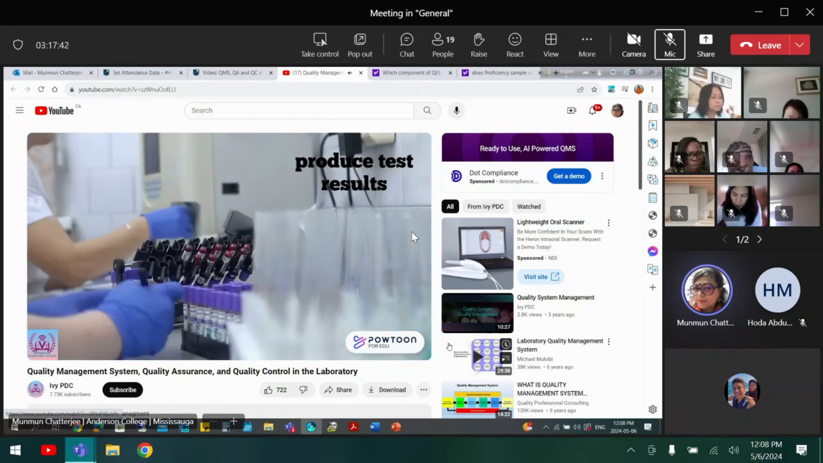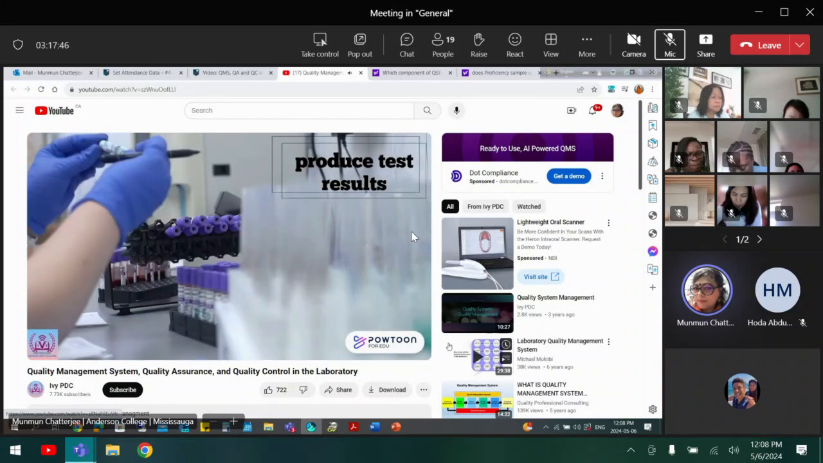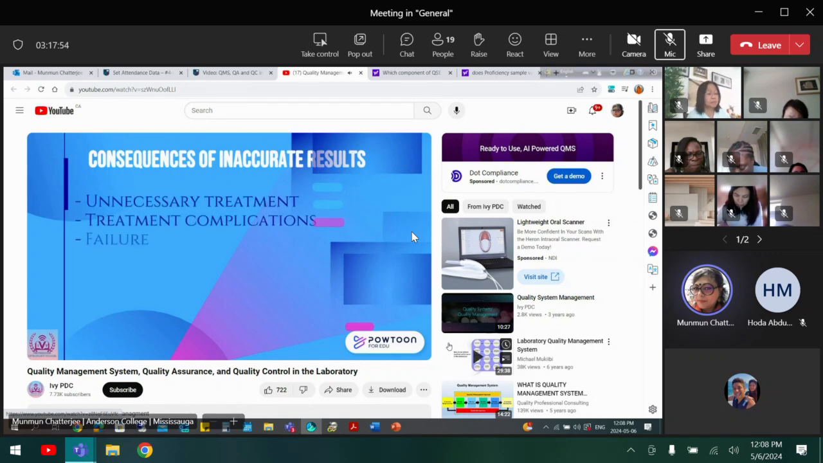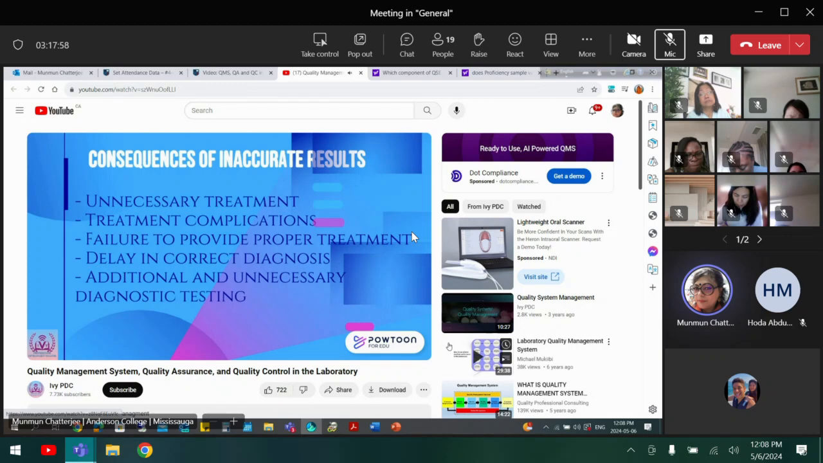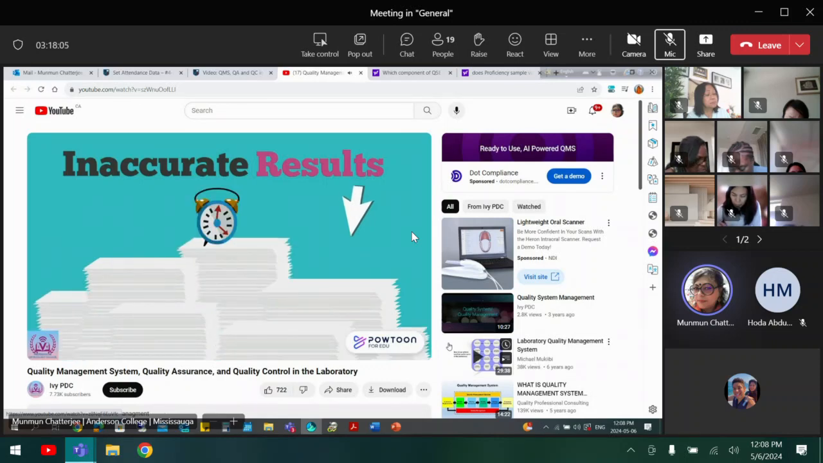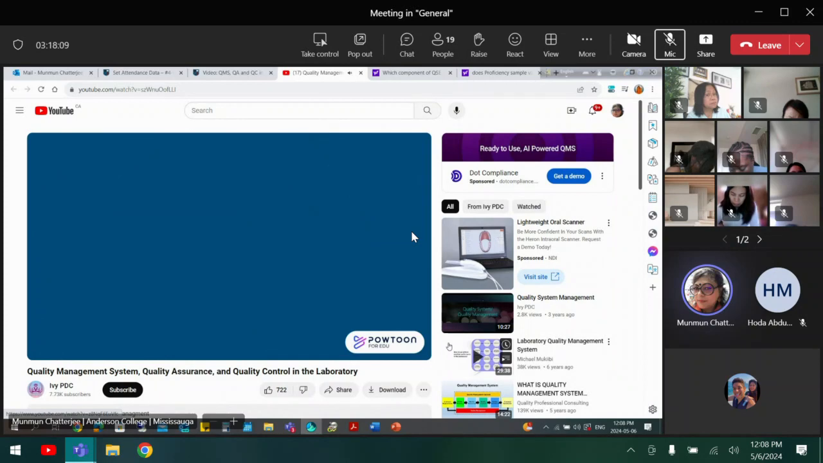Laboratories produce test results that are widely used, and health outcomes depend on the accuracy of the testing and reporting. If inaccurate results are provided, the consequences can be very significant, including unnecessary treatment, treatment complications, failure to provide the proper treatment, delay in correct diagnosis, additional and unnecessary diagnostic testing. These consequences result in increased cost in time and personal effort, and often in poor patient outcomes.